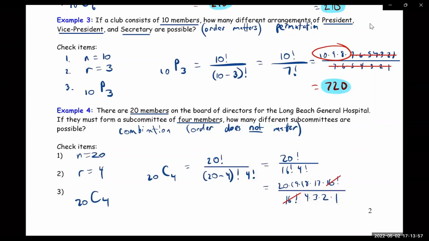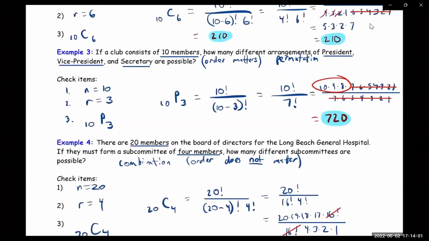What about the permutations? Can I do that one like that too? Exactly, yeah, you could have done that. So over here, all you had to do is go like this: 10, 9, 8, 7 factorial over 7 factorial. You don't have to go all the way to 1 because these two are going to cancel out. Then you'll get the same thing, 10 times 9 times 8. You just save yourself the trouble of writing all these numbers out.